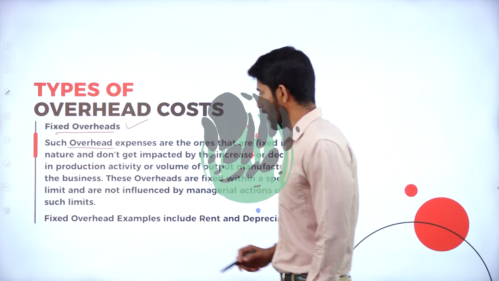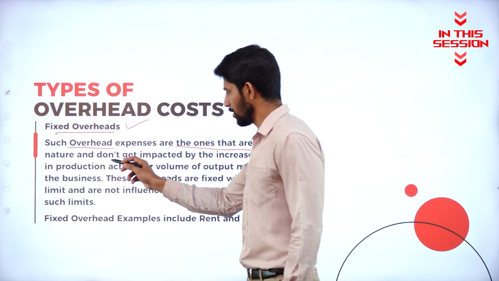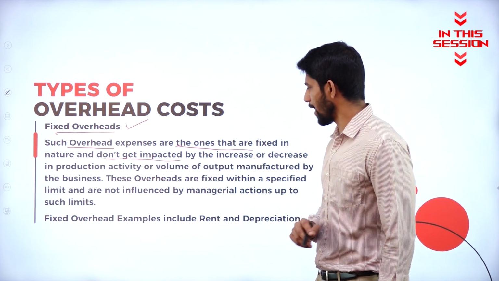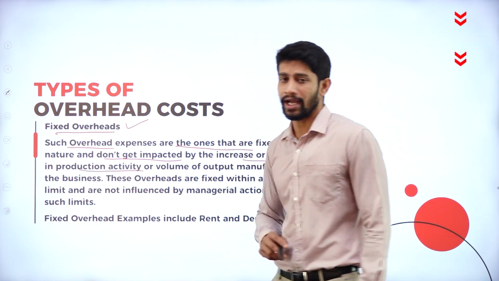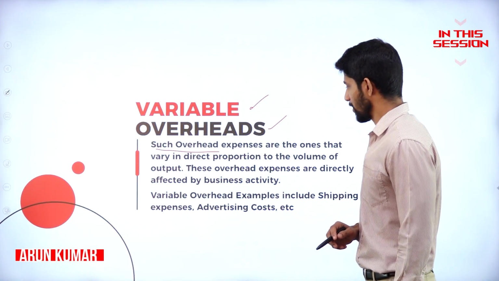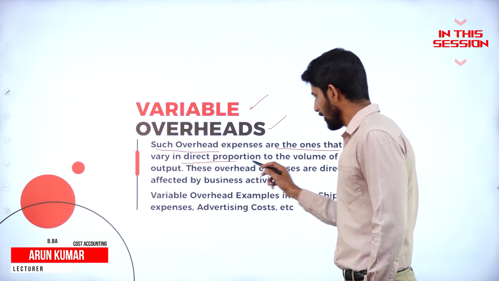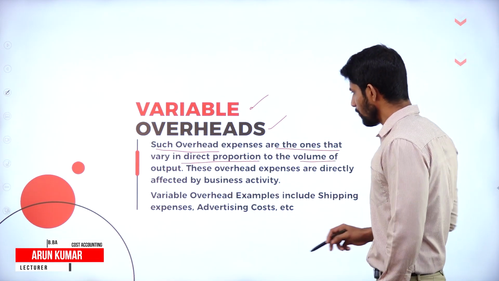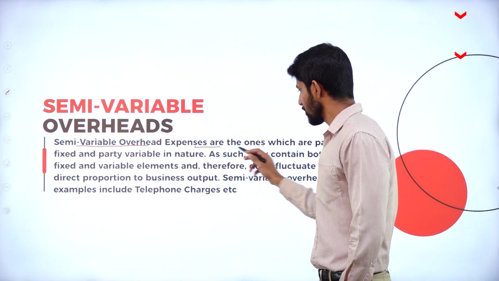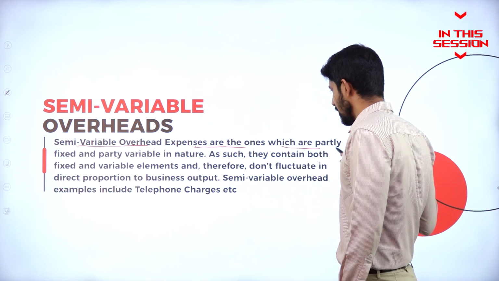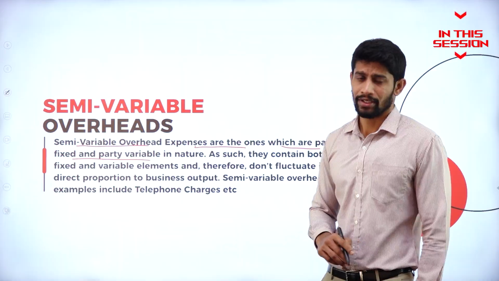Such overhead expenses are the ones that are fixed in nature and don't get impacted by increase or decrease in production activities. Such overhead expenses are the ones that vary in direct proportion to the volume of output. Semi-variable overhead expenses are ones which are partly fixed and partly variable in nature.